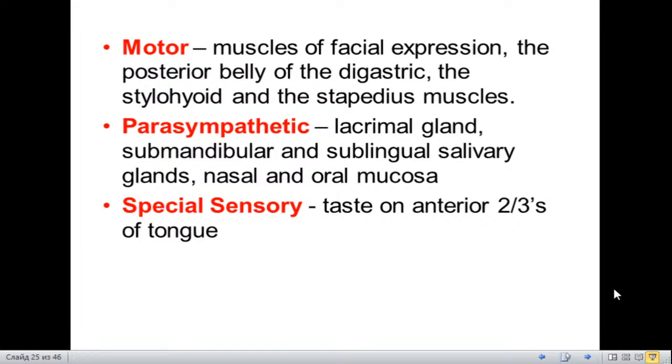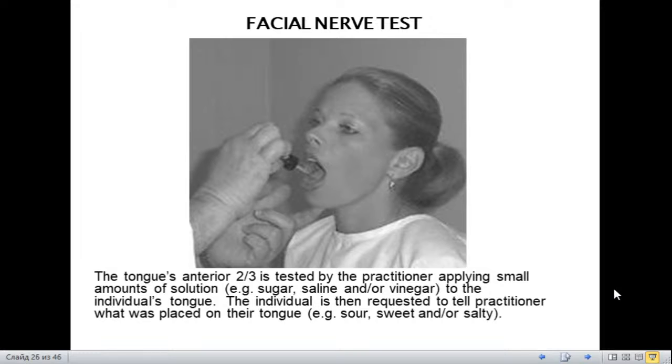Be very attentive. We just said above that general sense for anterior 2/3 of tongue is provided by trigeminal nerve, but special sense, taste, provided by facial nerve. And how we can test function of facial nerve, especially its sensory fibers. In this case, laborant applies small amounts of any solution to tongue, and patient should say what he or she is feeling.